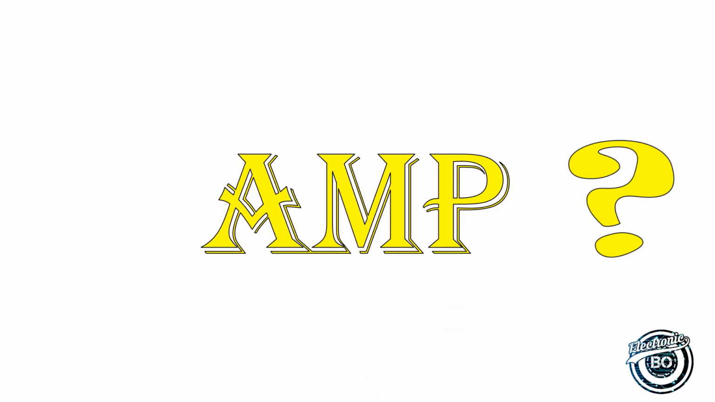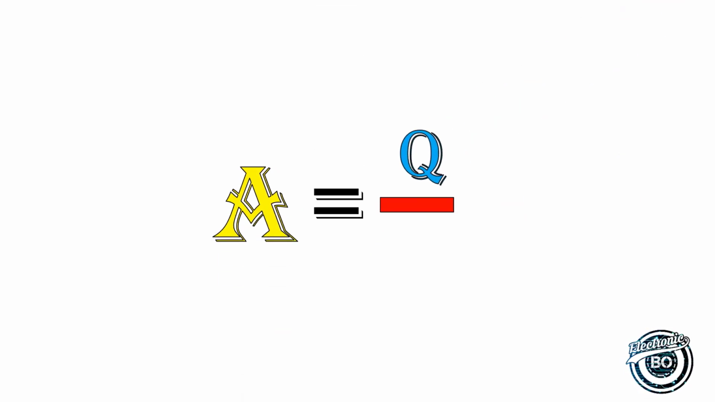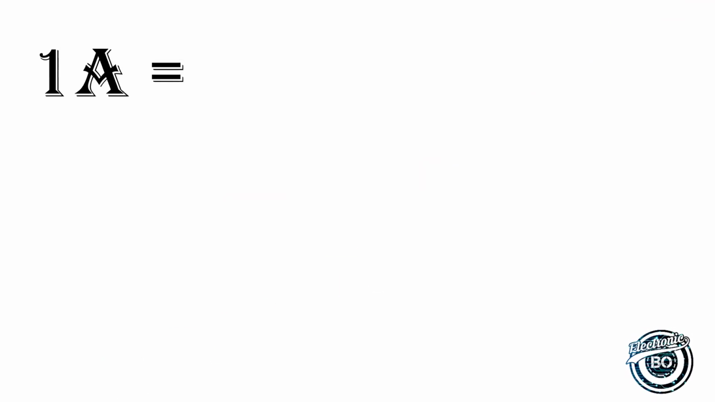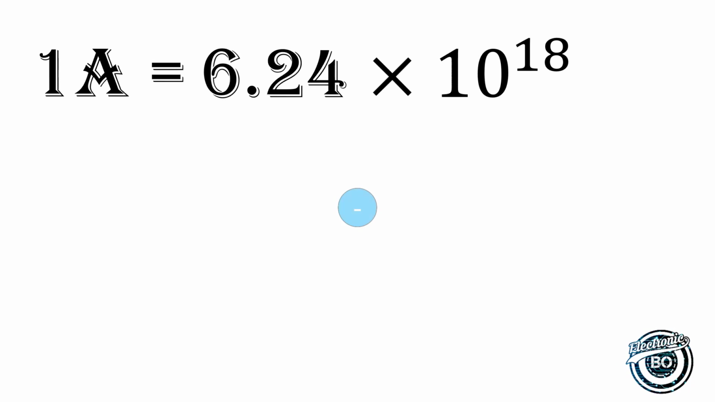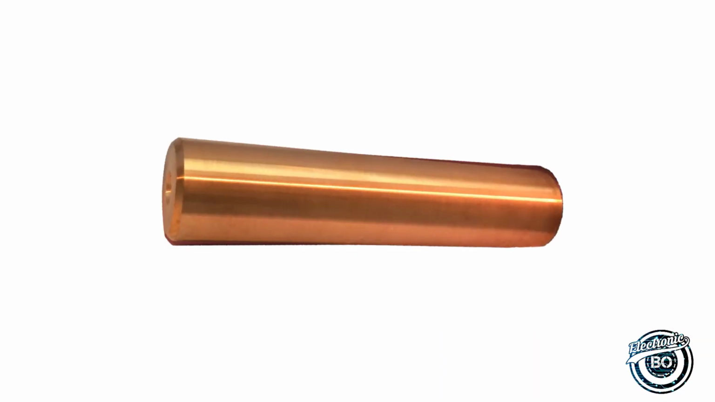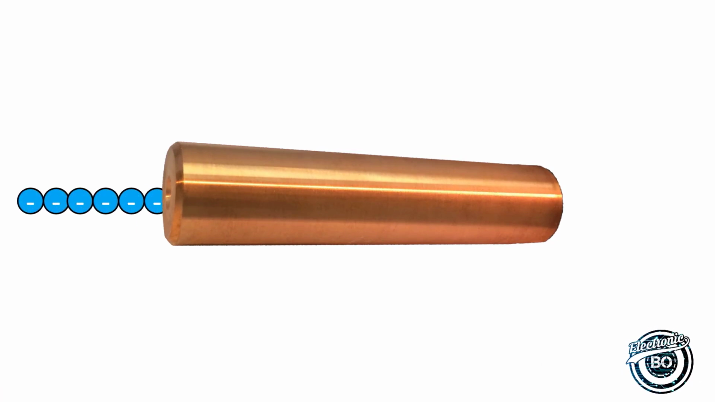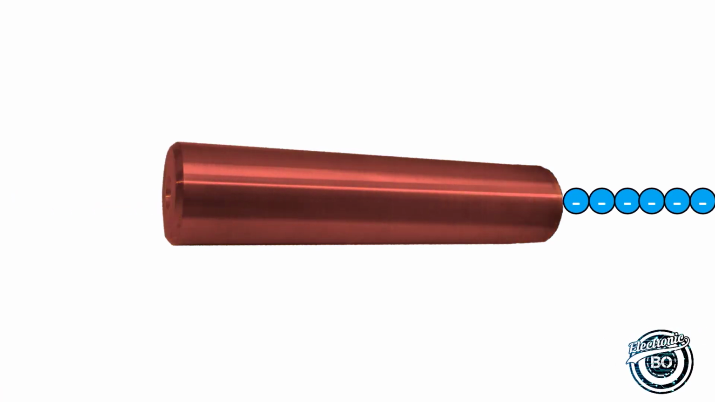Now, how do we measure electric current? Well, you've probably heard of the term amp, which is short for ampere. An ampere refers to the number of electrons that are flowing per second through something that conducts electricity. 1 ampere is equivalent to 6.24 × 10^18 electrons flowing per second. And 1 ampere means that a lot of electrons are flowing.